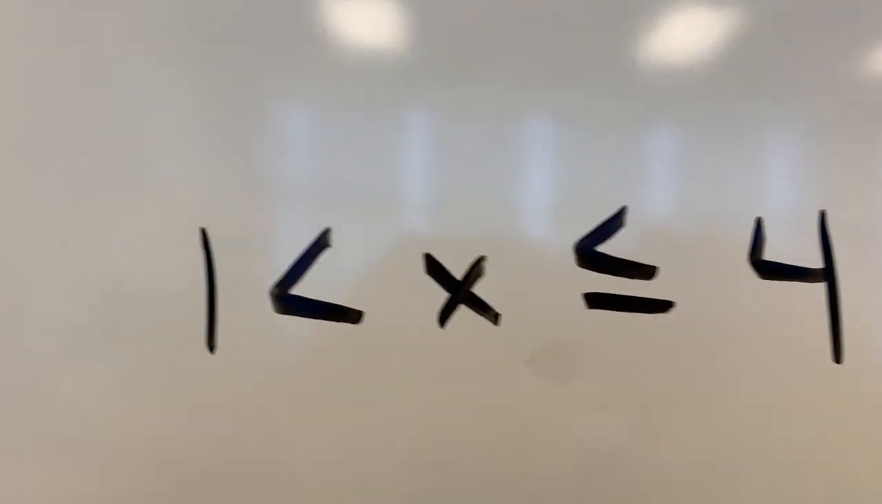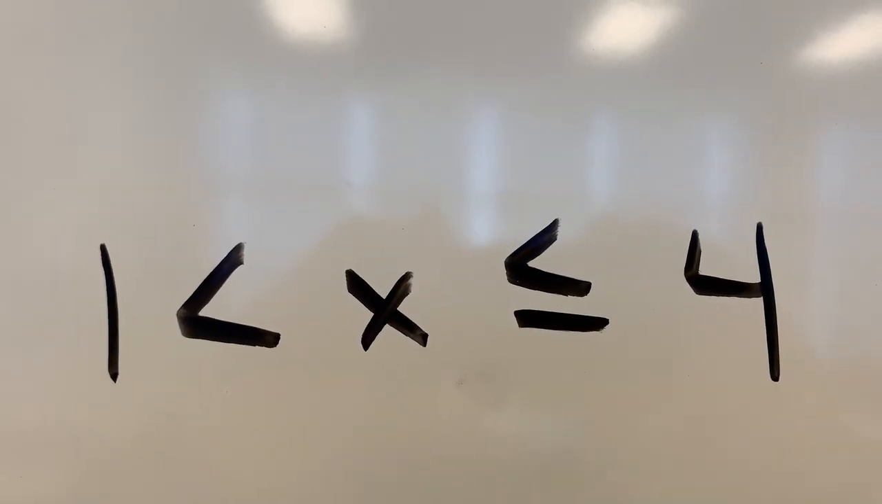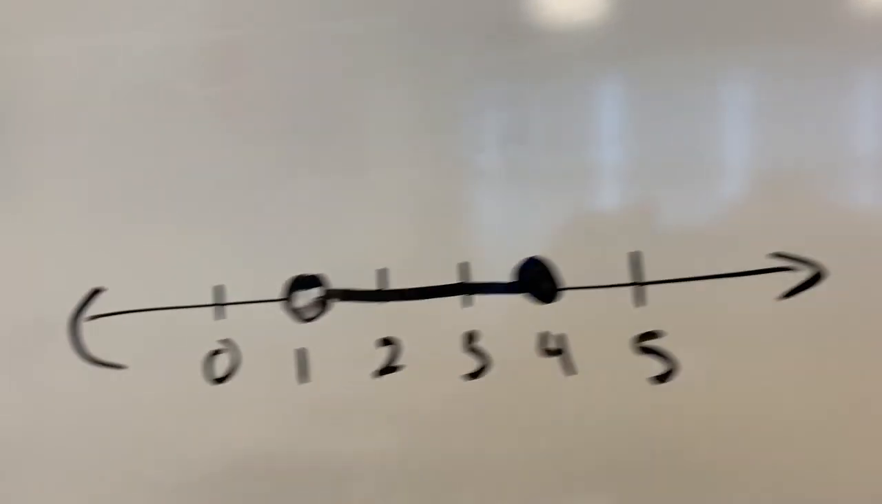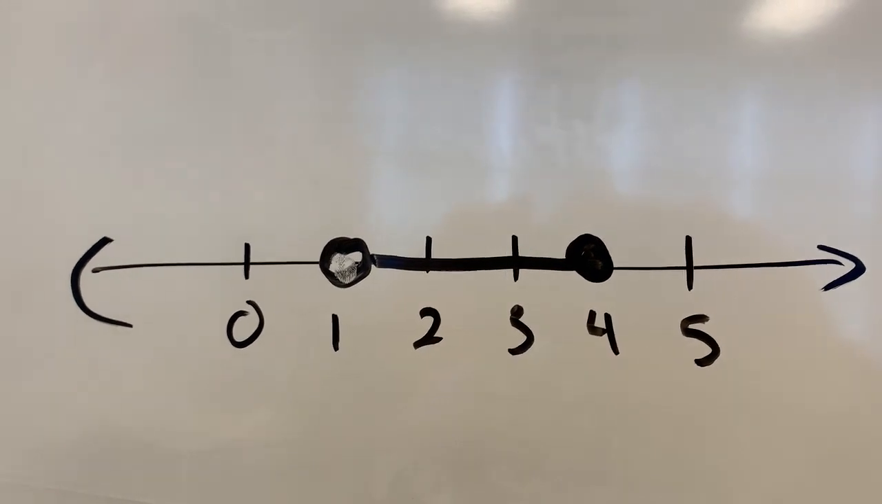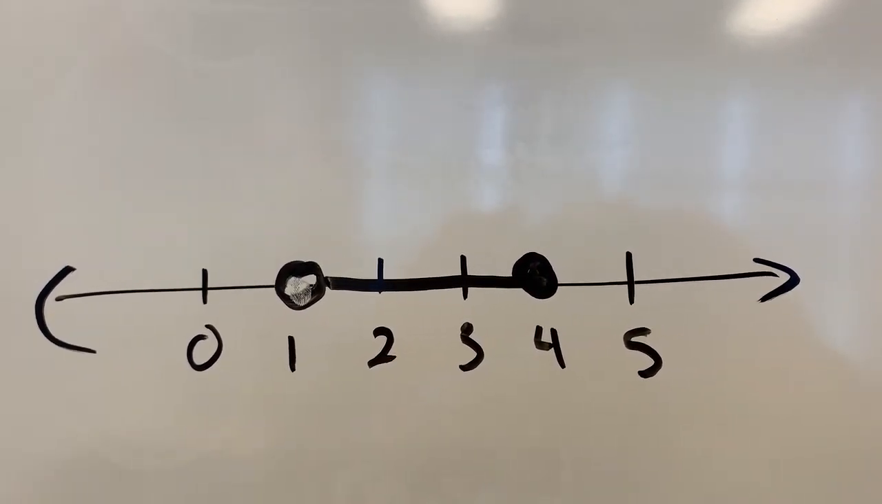So in some cases you'll have kind of a sandwich like this. x needs to be between 1 and 4, but can include 4, not include 1. So the visual representation of that on a number line is from 1 to 4 is included, but not including the number 1, so open dot on the 1.